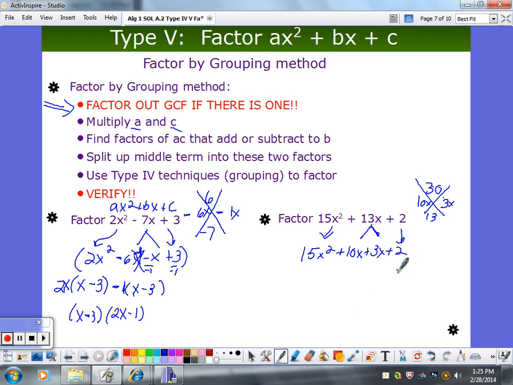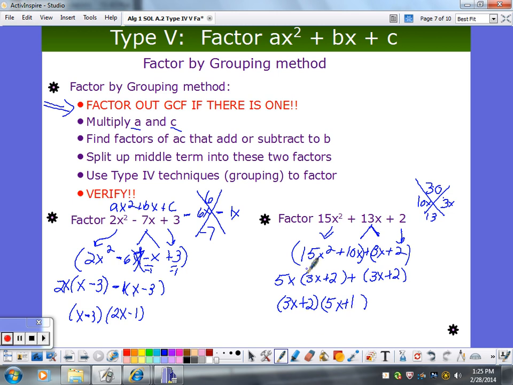Now I've got 4 terms. I'm going to do a type 4. Group, group. Then we factor, factor. So I'm looking at this guy. What have I got here? 5x. Now what's in here? 2. Oh, look at this one. Hey, you don't have to do anything. It's already 3x plus 2. We do our happy dance. Yep. Then what? Factor out our common polynomial of 3x plus 2.